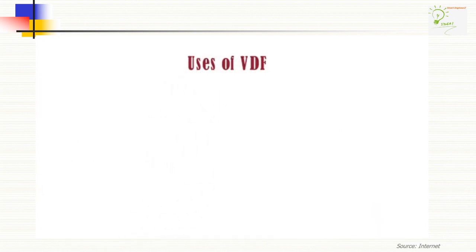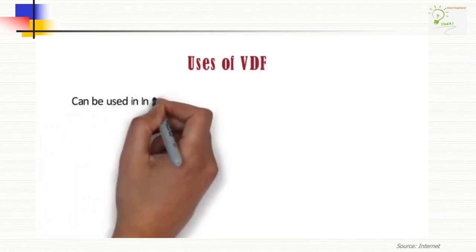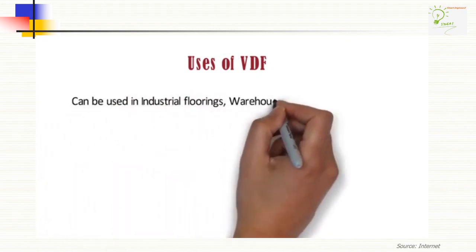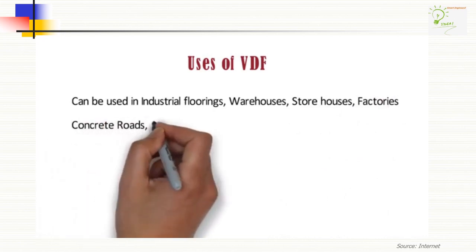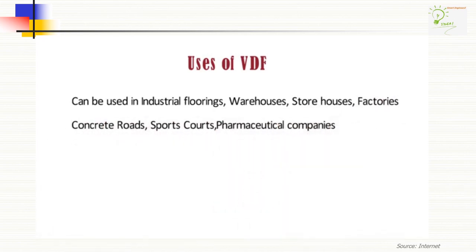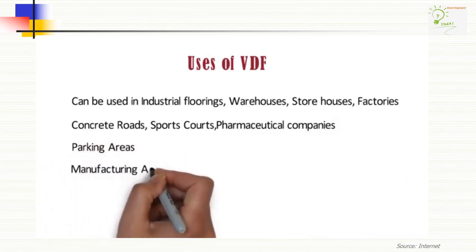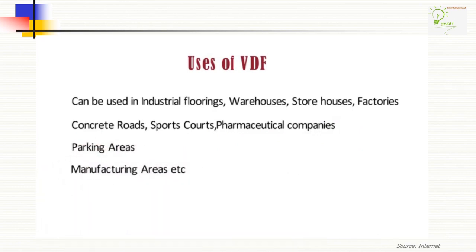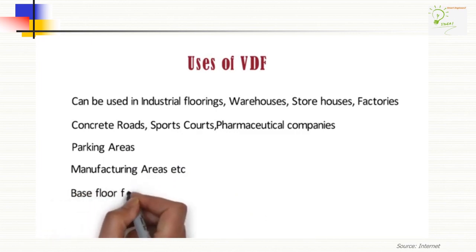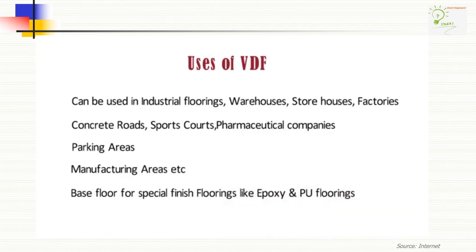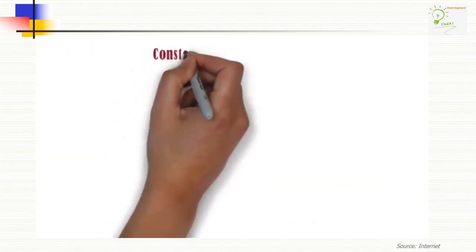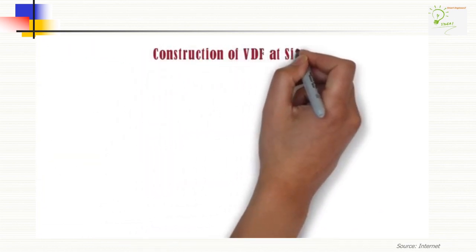Uses of VDF. VDF can be used in industrial floorings, warehouses, storehouses, factories, concrete roads, sports courts, pharmaceutical companies, parking areas, manufacturing areas, etc. It is also used as a base floor for special finish floorings like epoxy and PU floorings. Now let us understand how this type of flooring is constructed at site.